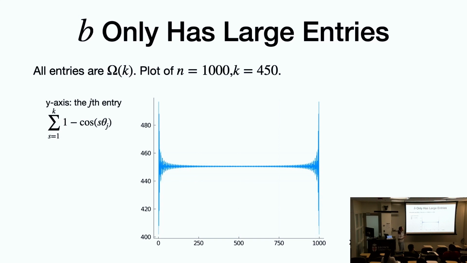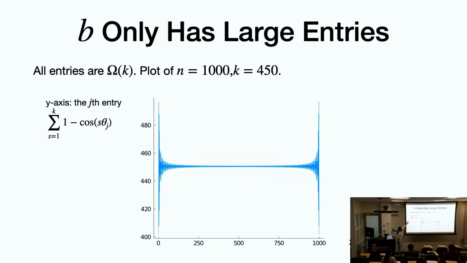Let me start with a simple case where all the entries of B are sufficiently large. They're in the order of k. And here is a plot of the entries of B where n equals 1000 and k equals 40. The x-axis corresponds to the index j, and the y-axis corresponds to the values of the entries of B. And we can see that all the entries of B are between 400 and 500.